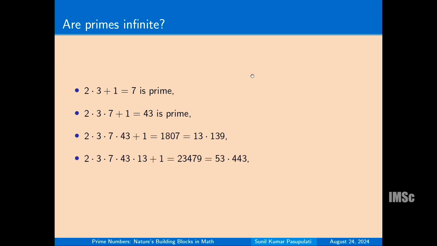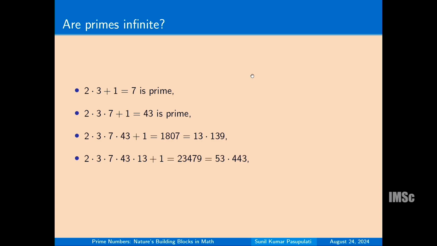Suppose I take only 2 primes, 2 and 3. It is very easy to see they are primes. Can I produce more primes? That is the question here. Clearly 2 times 3 plus 1 is 7, which is another prime. You can understand why I am doing it. I am using the fundamental theorem of arithmetic to do it.